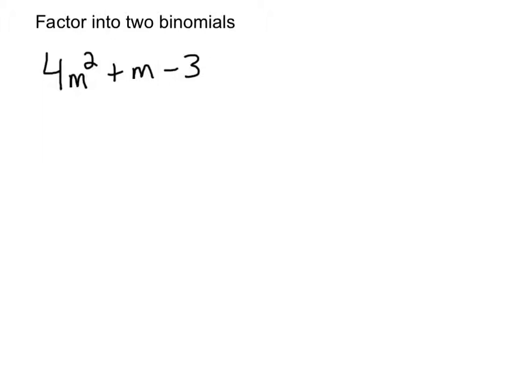But the first thing that we're going to do when we're factoring a binomial is we're going to multiply a times c. Okay? Well, a is my number in front of the m squared, b is the number in front of just the m, and c is my constant. That's my last term. So a is 4, so we're going to go 4 times negative 3. 4 times negative 3 would give me negative 12.